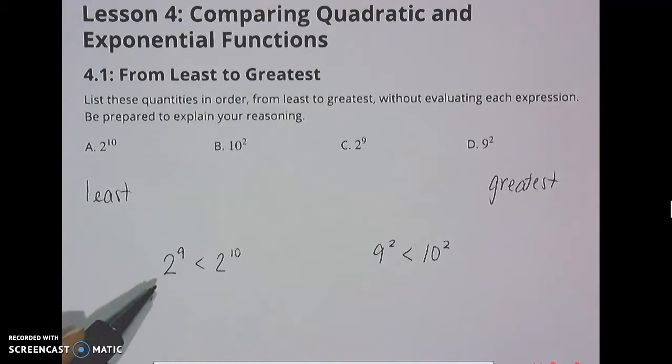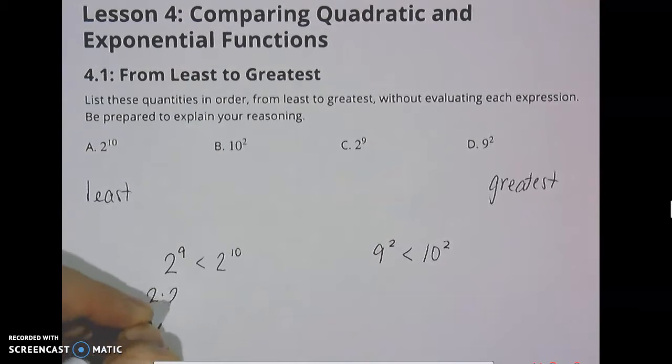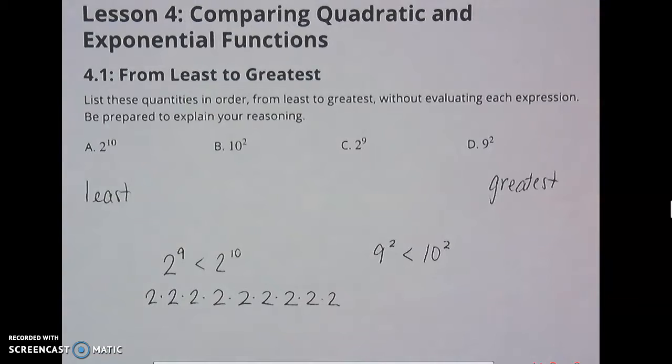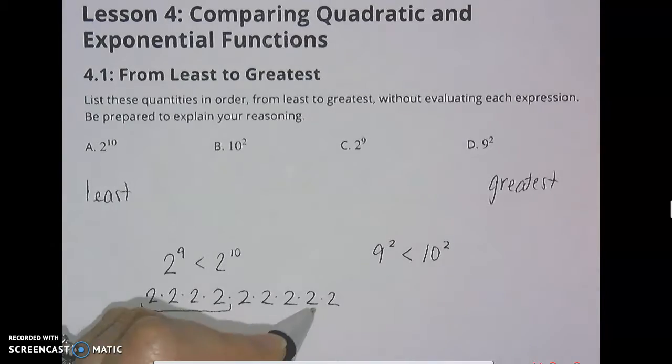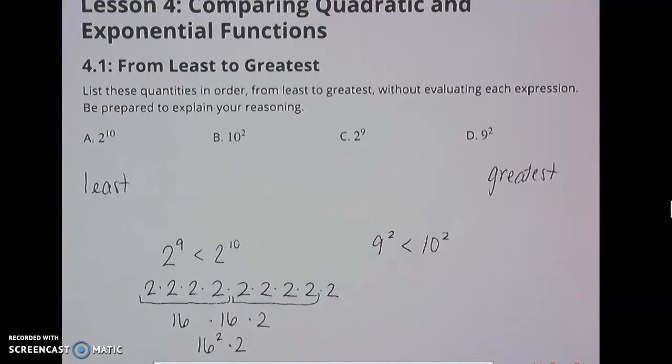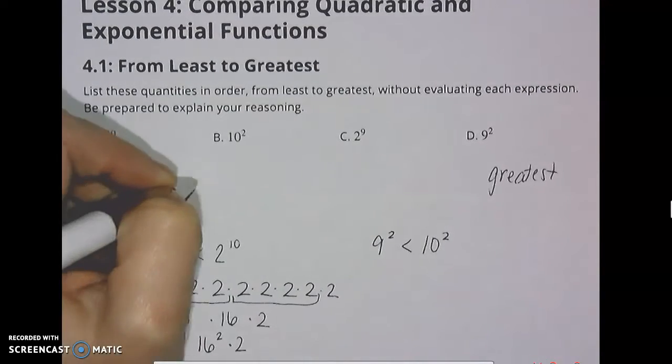So let's look at what it means to be 2 to the 9th. Remember, that means that we have nine 2's there. If we're looking at 4 of these, this would be 16 times 16 times 2. That's telling us that we have 16 squared times 2 there. Well, if we've gotten to 16 squared, is that going to be more or less than 10 squared? Since 16 is a bigger base, a bigger number than 10, we know that 16 squared has to be bigger than 10 squared. So our least one would be 9 squared.